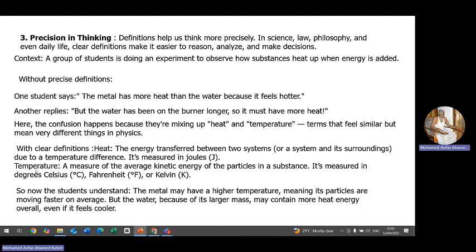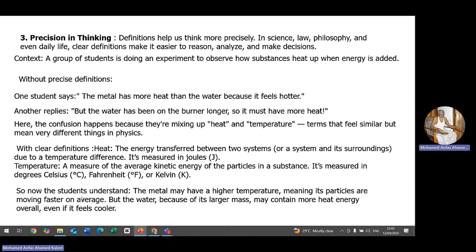Temperature is a measure of the average kinetic energy of the particles in a substance. It's measured in degrees Celsius. If the temperature of an object increases, it means the molecules are absorbing energy, and because of that, the kinetic energy increases. So temperature is a measure of the average kinetic energy of the particles in the substance, measured in degrees Celsius.